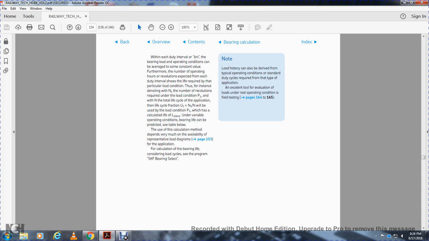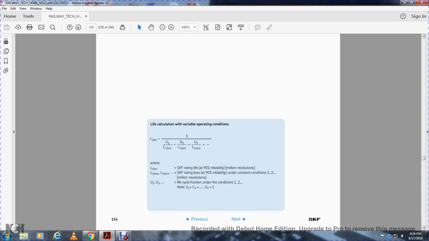See the table below for the use of the calculation method, depending on the availability of data representing the load diagram of the application. The calculation of bearing life uses the variable load cycle of the bearing selection. Note that the load history can also be derived from the typical operating conditions, the same as the duty cycle required for the type of application. Field testing is an excellent tool for evaluating load under real operating conditions.